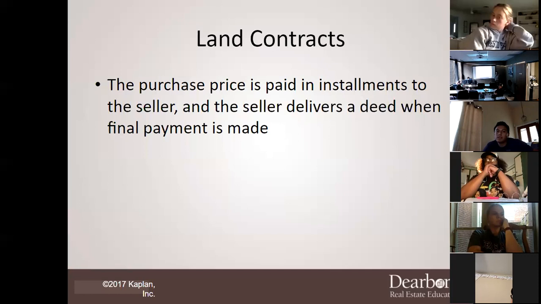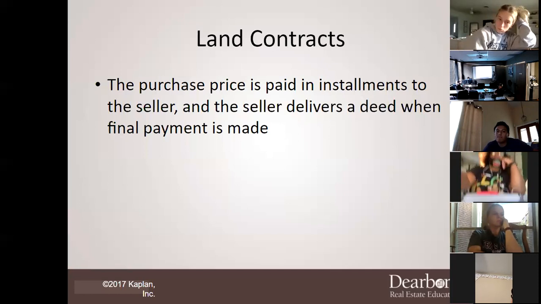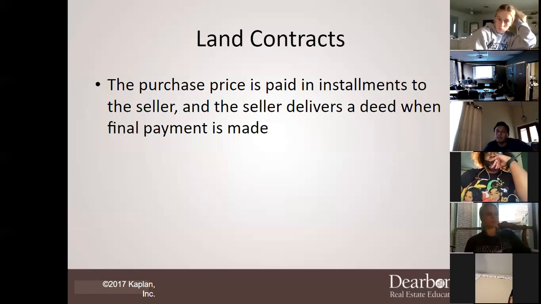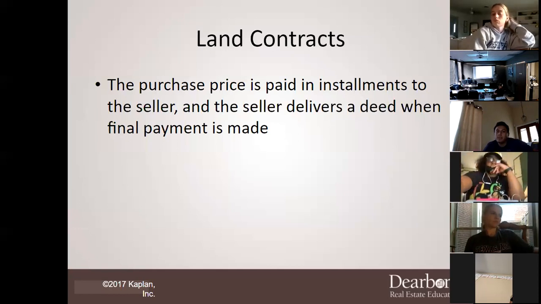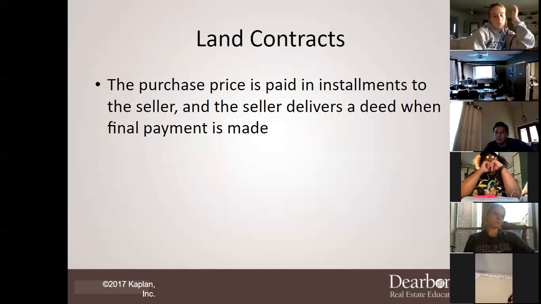Now, what happens, Wyatt, if COVID hits and you're in seller financing and you lose your job and you can't pay her? Say you paid 15 years of a 30-year payment to Miss Sheldon. You lose your job. You can't pay Sheldon. What happens?